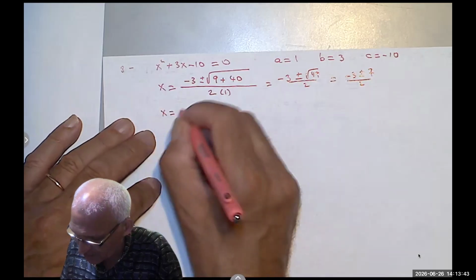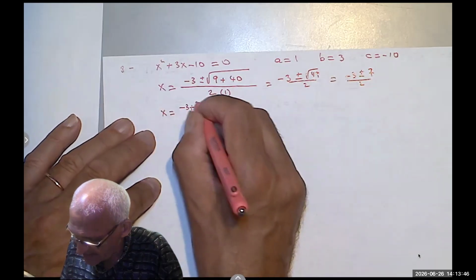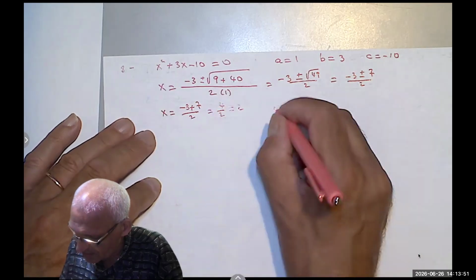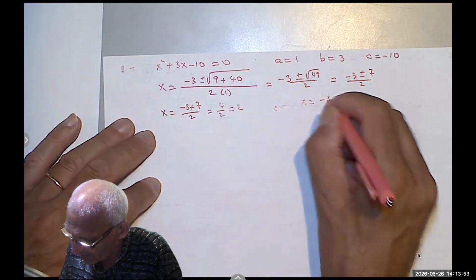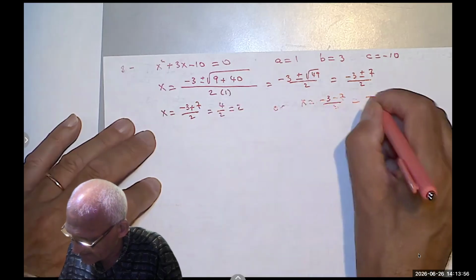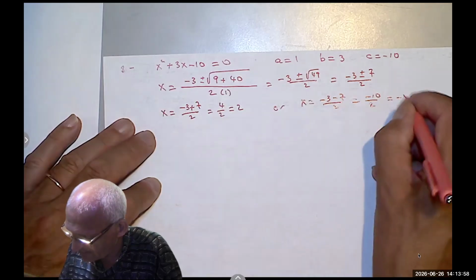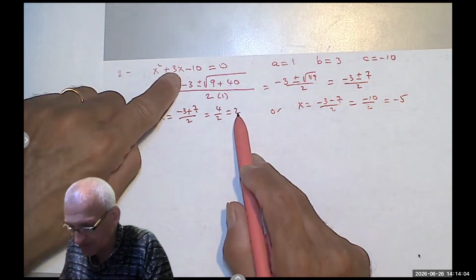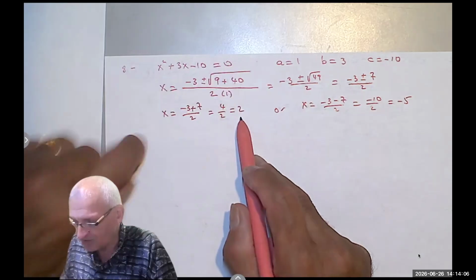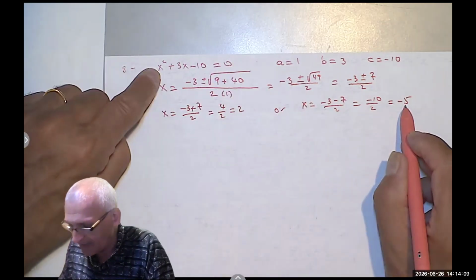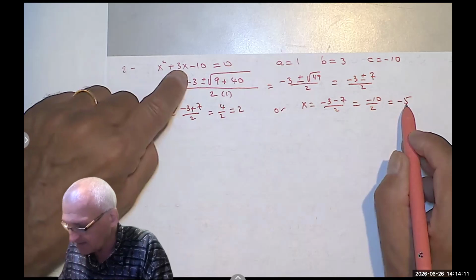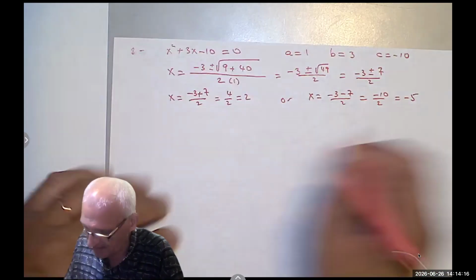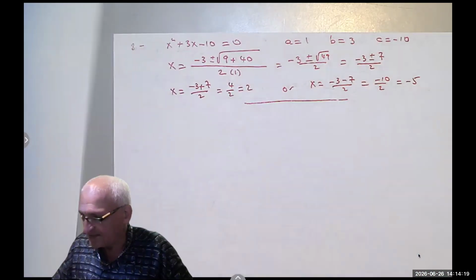So either x equals -3 plus 7 over 2, which is 4 over 2, which is 2, or x equals -3 minus 7 over 2. It's -10 over 2, which is -5. And of course, when you substitute, 2 squared is 4, and 3 times 2 is 6. 4 plus 6 is 10, minus 10 is 0. Or -5 squared is positive 25. 3 times -5 is -15. So 25 minus 15 is 10, minus 10 is 0. So you can quickly check to see that it works.